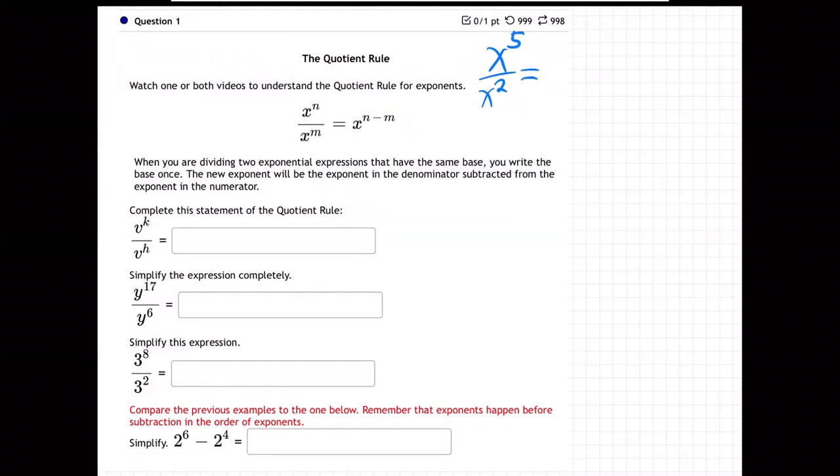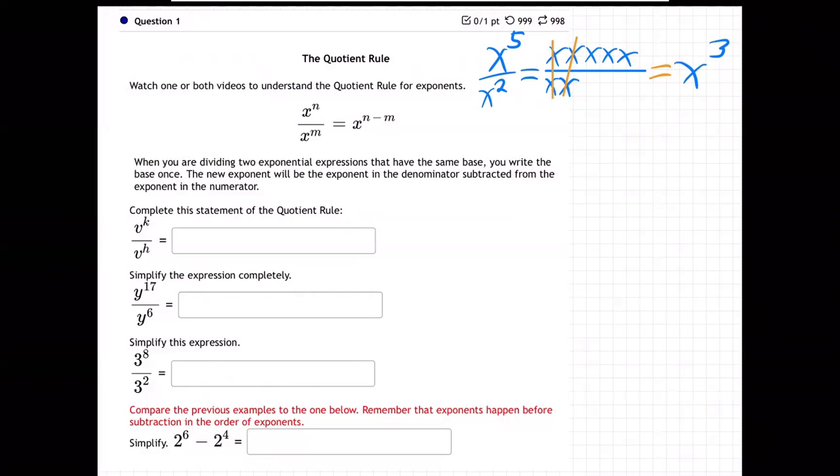Well, pretend that we don't even know about any rules, and we just think, well, what is it? What is x to the fifth? Well, that's 5 x's. Okay, and then the denominator is 2 x's, right? And when you have the same thing on the top and the bottom of a fraction, you can cancel them, right? And so what are we left with there? x to the third power, just 3 x's.